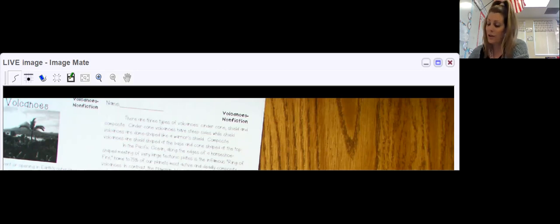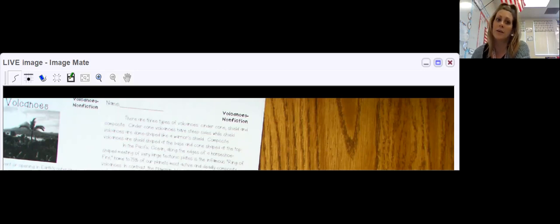Did you find it? All right, well, how about this last sentence? When magma breaks through the surface, it is then called lava. So what's another name for magma? Once magma breaks through the surface, it is also called what? Lava. Okay.